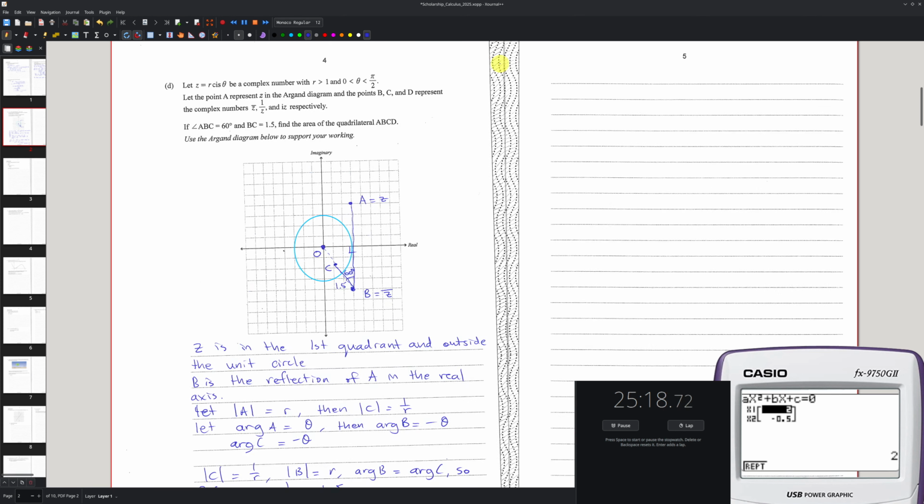AB is perpendicular to the real line. So angle arg B is equal to negative pi on 6 by right angled triangle. Okay. We're cooking now. We're cooking now.